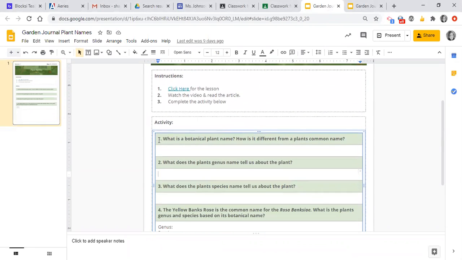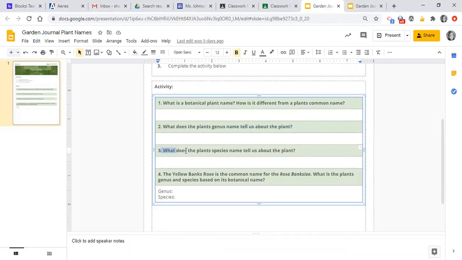Our questions here are number 1, what is a botanical plant name and how is it different from a plant's common name? Number 2 says, what does a plant's genus name tell us about the plant? Number 3 says, what does the plant's species name tell us about the plant? And number 4, the yellow Banks rose is the common name for the Rosa Banksiae. What is the plant's genus and species name based on its botanical name, which is this?